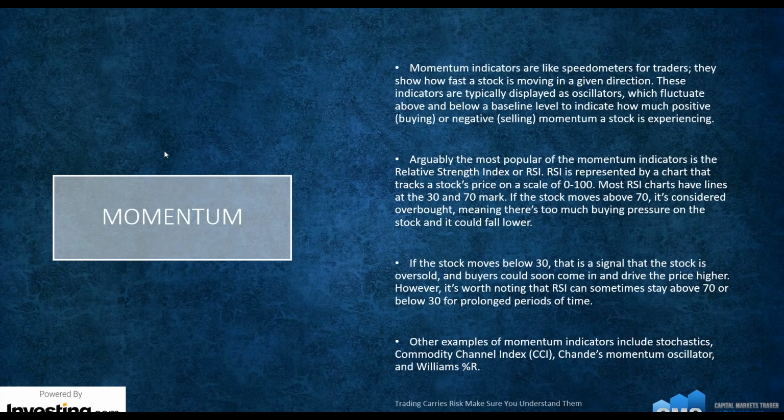These indicators are typically displayed as oscillators, which fluctuate above and below a baseline to indicate how much positive or negative momentum an asset is experiencing. Now, arguably, the most popular of the momentum indicators is that of RSI, or Relative Strength Index. Now, that's what I was showing you on a chart a minute ago. RSI is represented by a chart that tracks a stock's price on a scale of 0 to 100. RSI charts have lines at the 70 and the 30 mark. If an asset moves above 70, it's considered overbought, meaning there's too much buying pressure on the stock and it could fall lower.